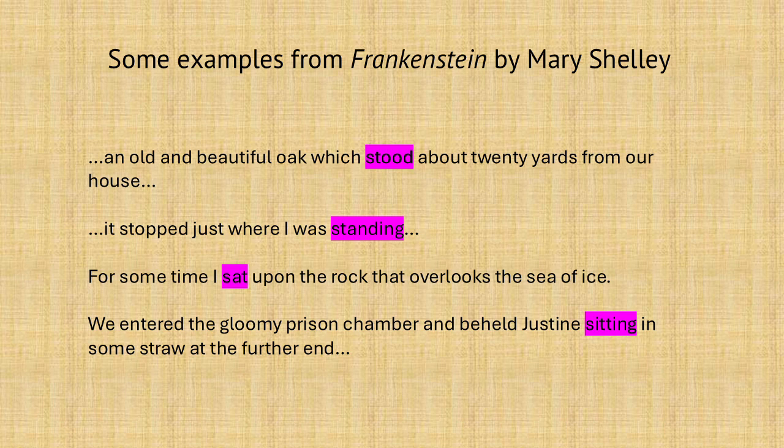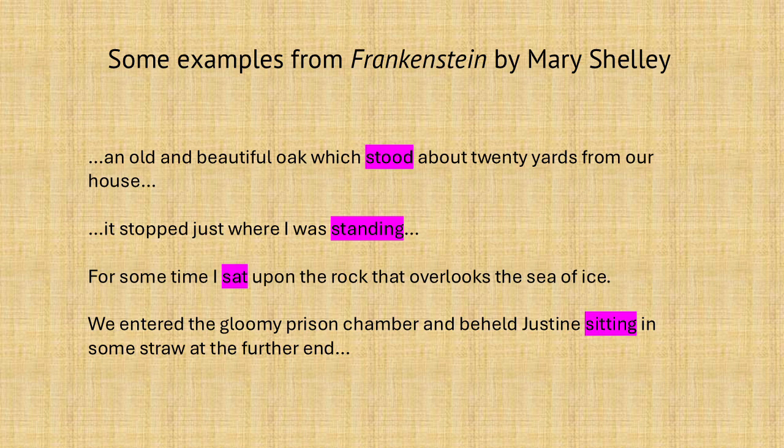First of all, an old and beautiful oak which stood about 20 yards from our house. There's quite a lot of words there, but if we peel away some of the extra words until we get the words that we're concentrating on, we have an oak stood. It's the simple past. There's no was, were, am, or anything like that. It's just the subject and the verb. The oak stood. Simple past.